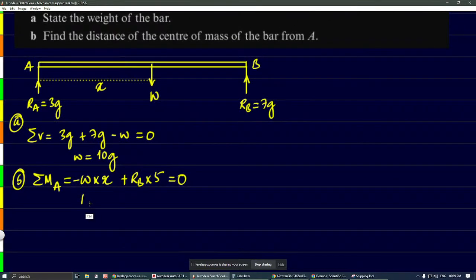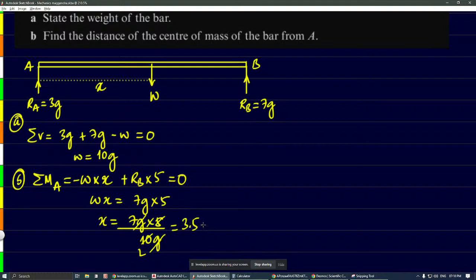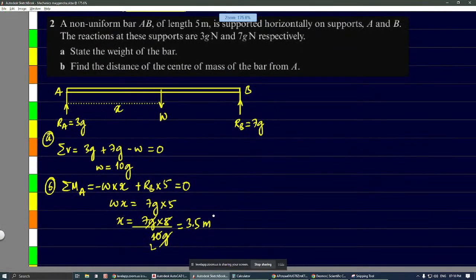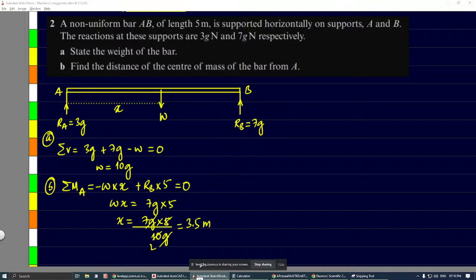So the RB value we know, the W value we also calculated. X is the only unknown. So W x equals RB times 5. RB is 7g into 5. X equals 7g into 5 by W, and W is 10g. g and g will cancel. 5 and 2, so 3.5 newtons. No, not newtons. Distance is in meters, so 3.5 meters.